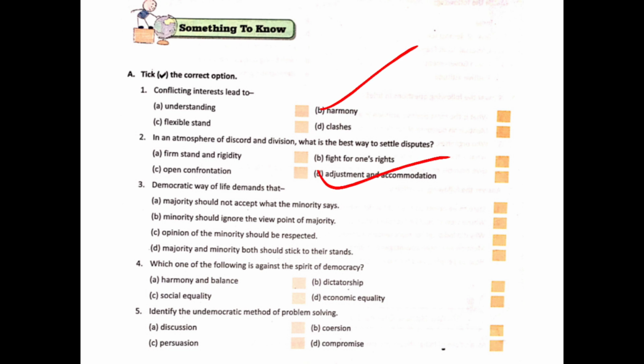Okay. Number 3. Democratic way of life demands that the opinion of minorities should be respect. Okay. Now question 4. Which one of the following is against the spirit of democracy? Harmony and balance, social equalities, dictatorship, economic equalities.